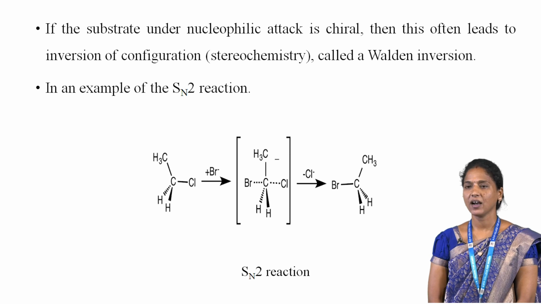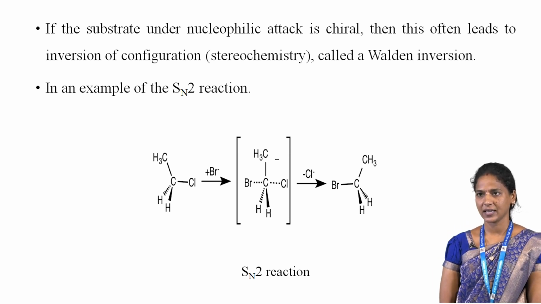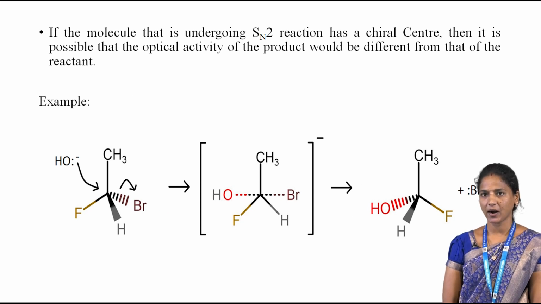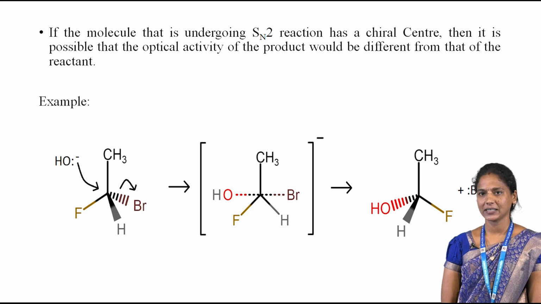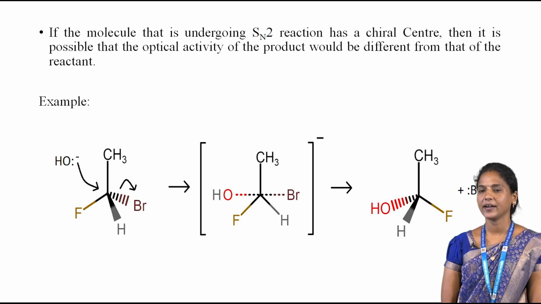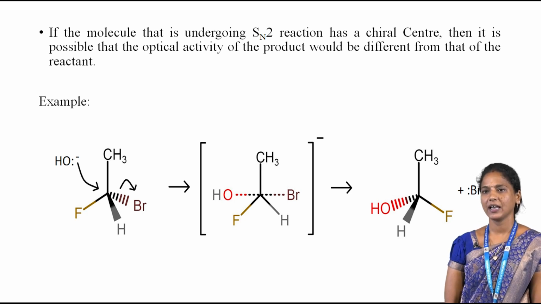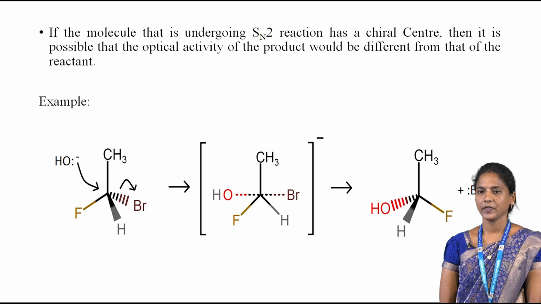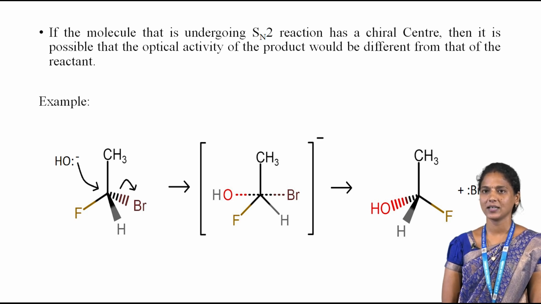If the molecule that is undergoing the SN2 reaction has a chiral center, then it is possible that the optical activity of the product would be different from that of the reactant. In the example, 1-bromo-1-fluoroethane can undergo an SN2 reaction to form 1-fluoroethan-1-ol with the nucleophile being a hydroxide group. In this case, if the reactant is levorotatory, then the product would be dextrorotatory and vice versa. This structure shows the SN2 mechanism of 1-bromo-1-fluoroethane with one of the carbon atoms being a chiral center.